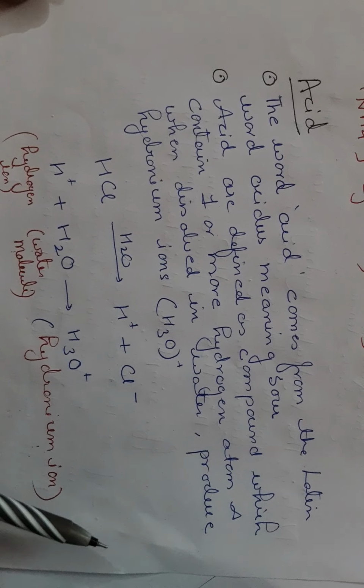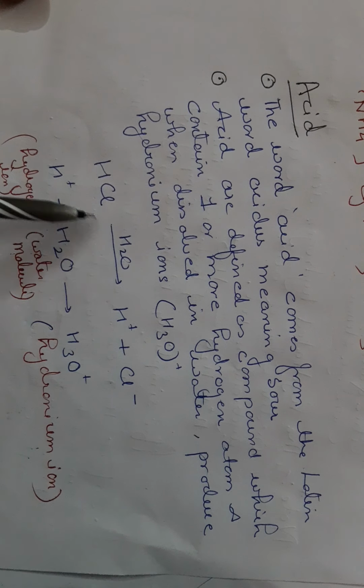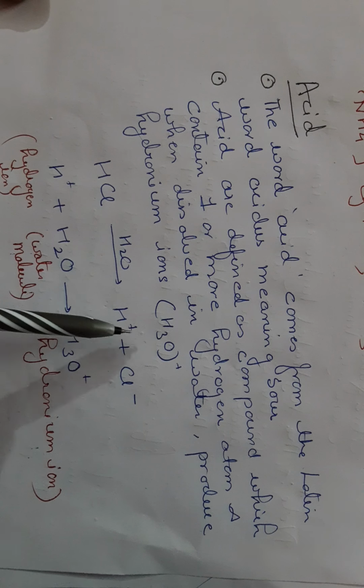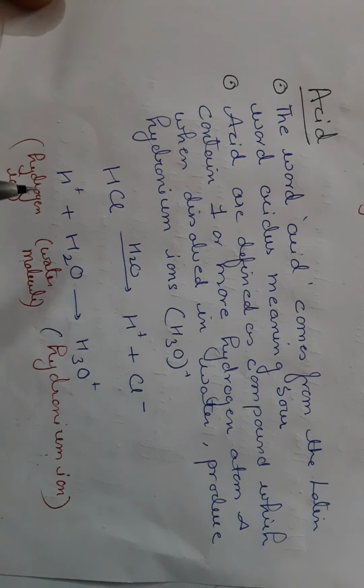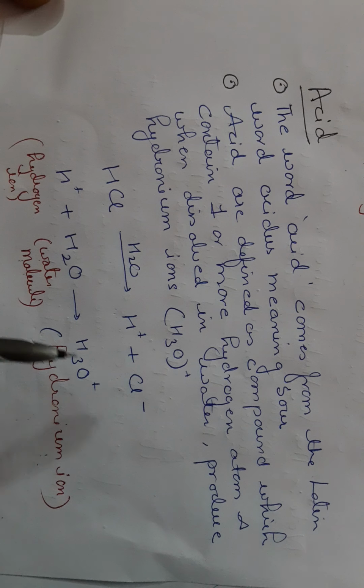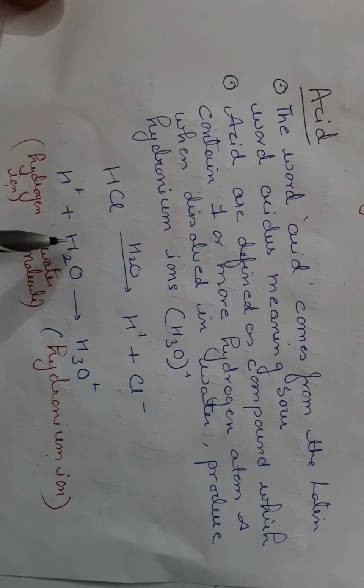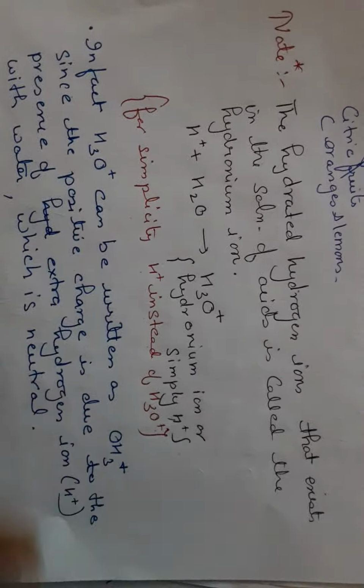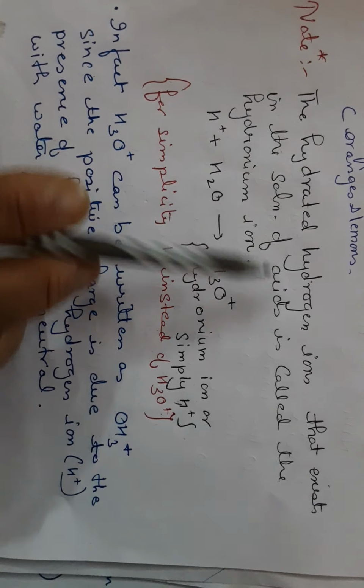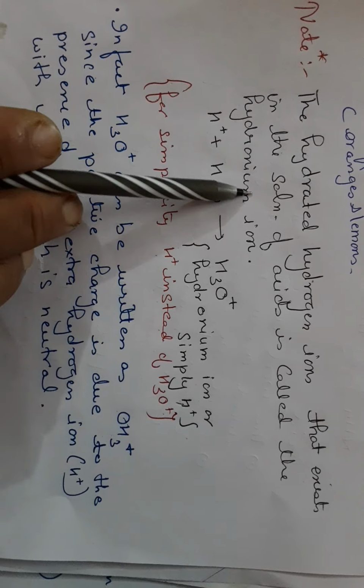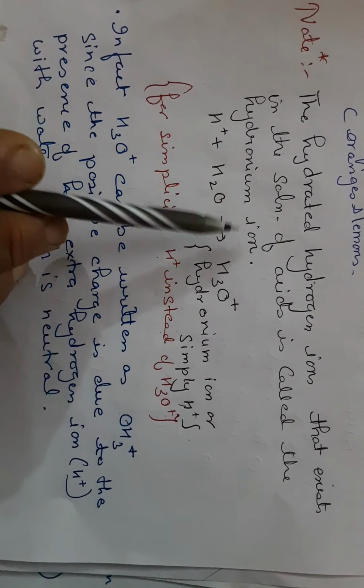Now I will explain it with the equation. When HCl dissolves in water, it dissociates into H plus and Cl minus ions. And this hydrogen ion dissolves in water molecules to give hydronium ion. The hydrated hydrogen ion that exists in the solution of an acid is called the hydronium ion.